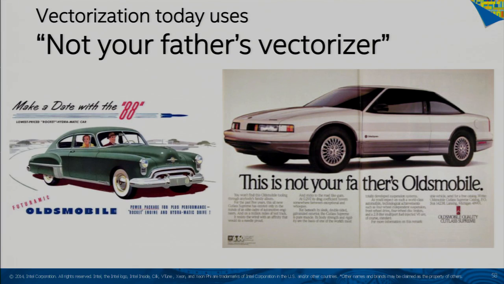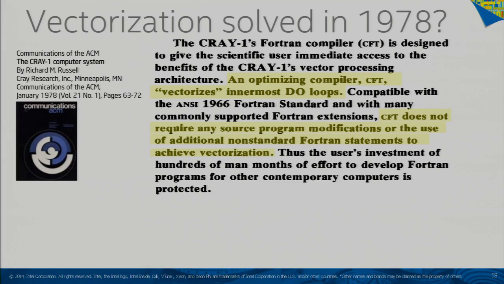But final motivation: this ad probably doesn't quite click as well as it did with a group of Fortran programmers I talked to a while back, but there used to be this line of cars called Oldsmobile, and they tried to revive it in the 80s with the tagline, "It's not your father's Oldsmobile." So I want to tell you that vectorization today is not your father's vectorization. This is the seminal article announcing the Cray 1, in Communications of the ACM, and it actually said that the Cray compiler could vectorize. This is back in 1978. Haven't we solved it? They had it solved then.